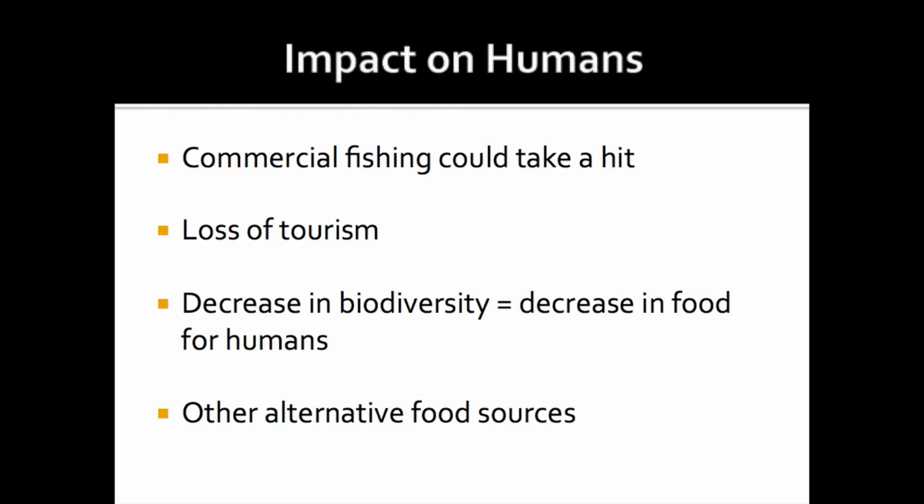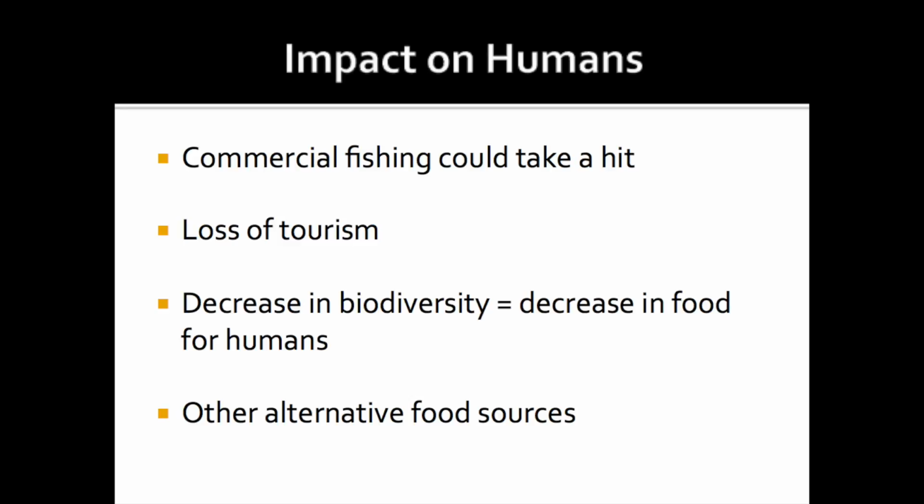First off, commercial fishing, which is a huge industry that provides a lot of revenue for the world across the earth, will take a big hit, because the biodiversity that's found in coral reefs will be decreased, because the amount of coral reefs will be decreased, and therefore the amount of apex predators will be decreased, so the entire biome of the ocean will be decreased.